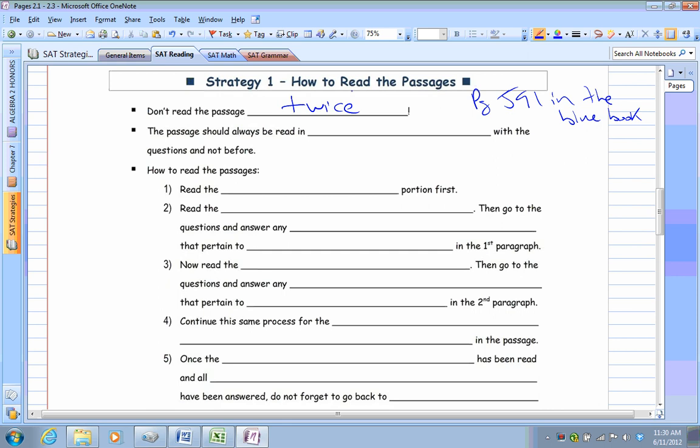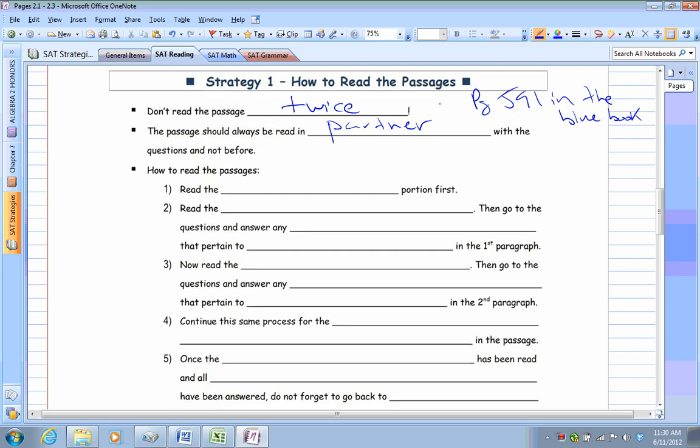So instead, the passage should always be read in partner with the questions and not before. So what do I mean by that? As you'll see when we go through all these different items here, I don't want you skimming it, because you do have to read the whole thing. I don't believe in skimming. I don't want you going directly to like line 14 or lines 1 through 24, whatever. Because again, you do need to read stuff that's surrounding those lines as well.